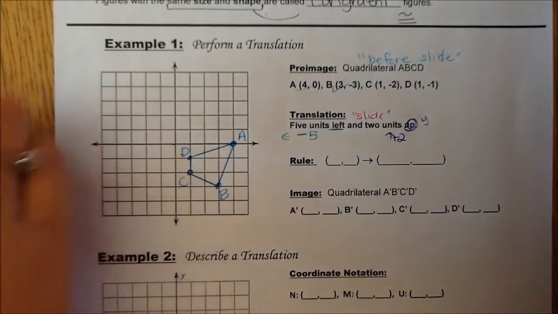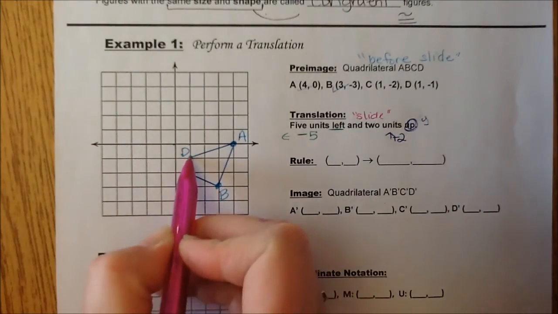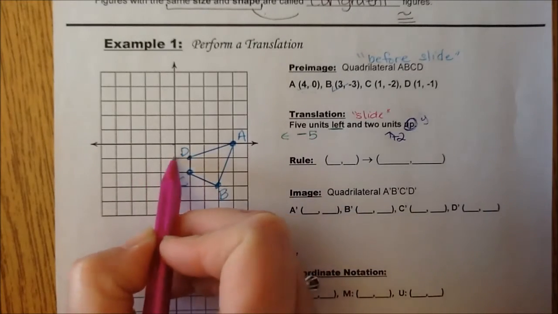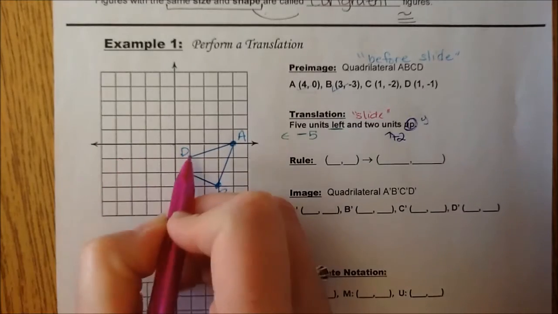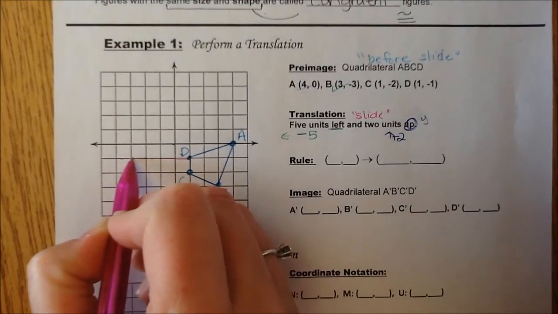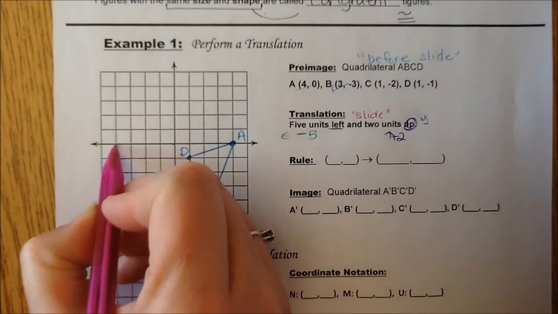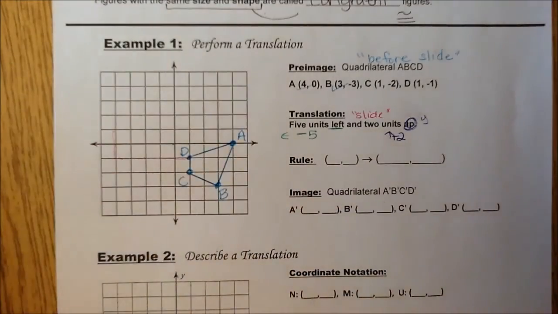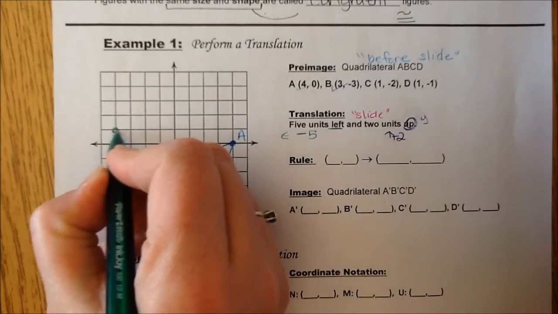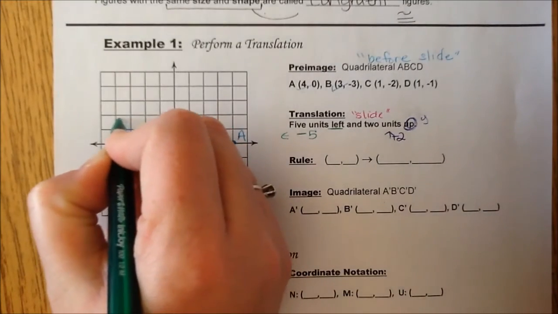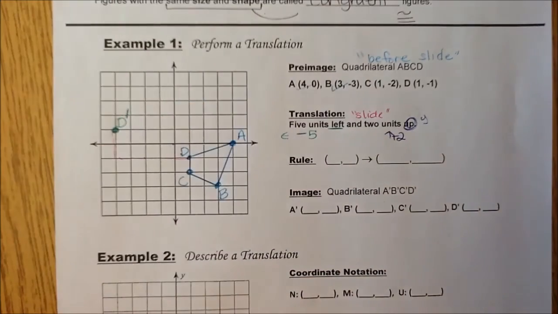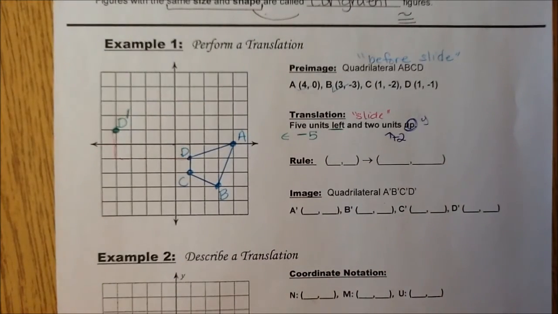So I'm going to do it to each point. So I'm going to take D and I'm going to go left 5. 1, 2, I'm in pink. 1, 2, 3, 4, 5. 1, 2, 3, 4, 5, just so you can see what I'm doing. And up 2. Up 2. And that's going to give me my green, my new D. And again, that's my image now, so I'm going to mark it with that prime.